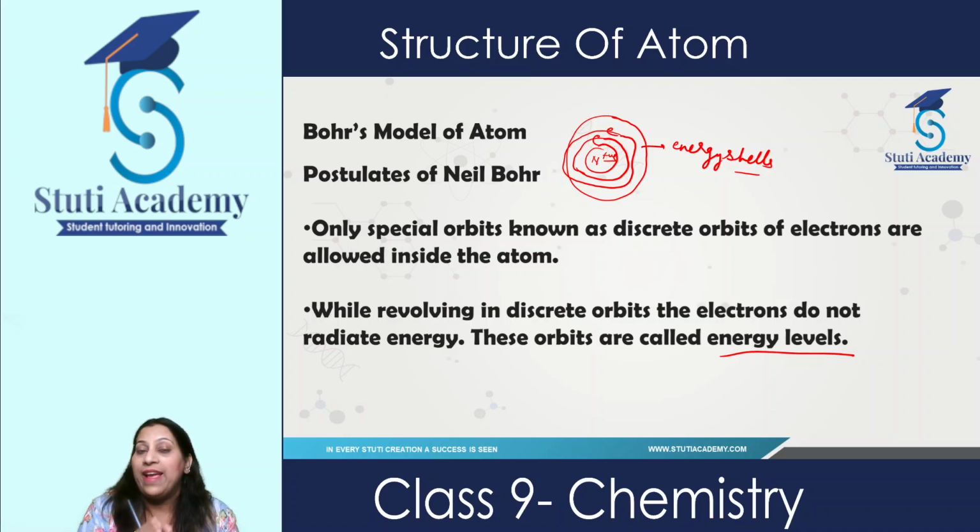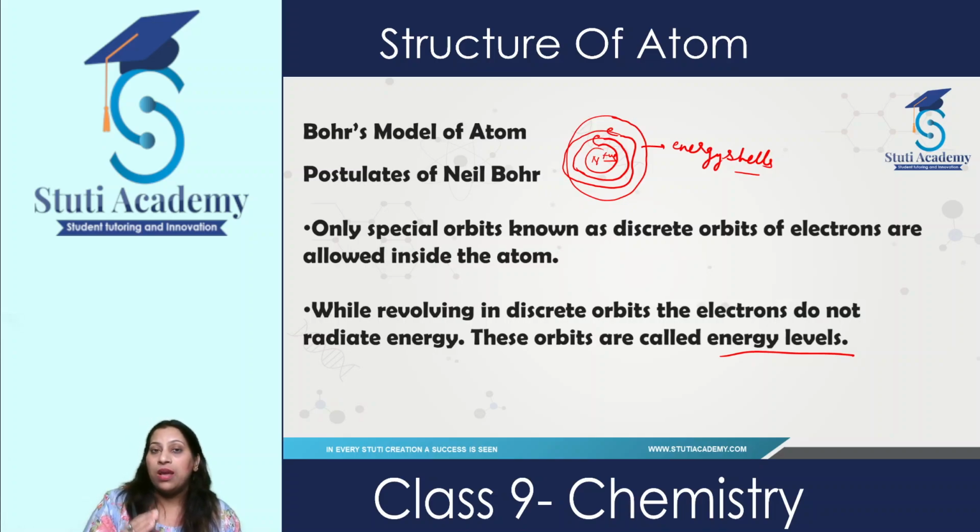When these electrons are revolving, they will not radiate any kind of energy. This point explains the stability of the atom. So that's the reason why electrons do not go inside the nucleus. They keep on revolving around the nucleus. These were the postulates given by Neil Bohr: when electrons are revolving in an energy shell, they are not radiating any energy.